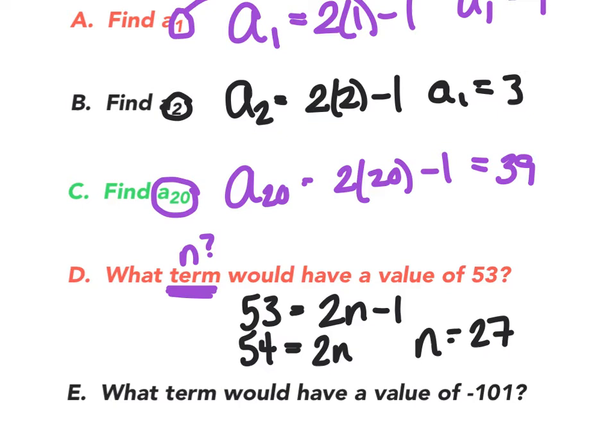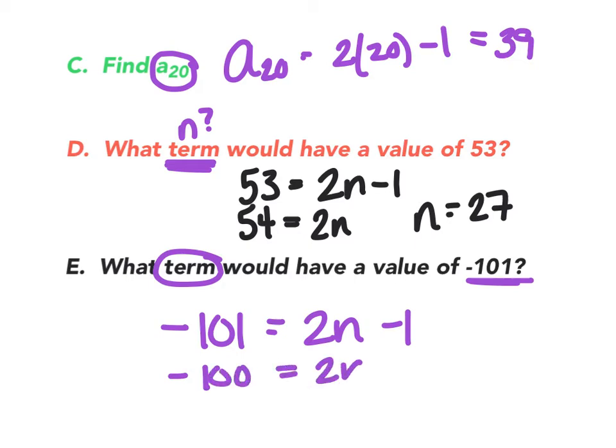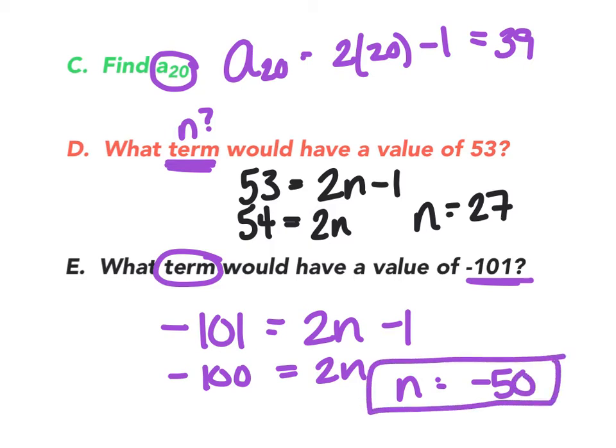Same idea. What term, so I'm finding the term, would give me a value of negative 101? So again, they're telling me the answer is negative 101. What is the term that would get me there? So again, I'll add 1 over, so I get negative 100 equals 2n, and the nth term is negative 50. Now that may sound a little odd, but basically we're just going 50 terms backwards, and that value would be negative 101.